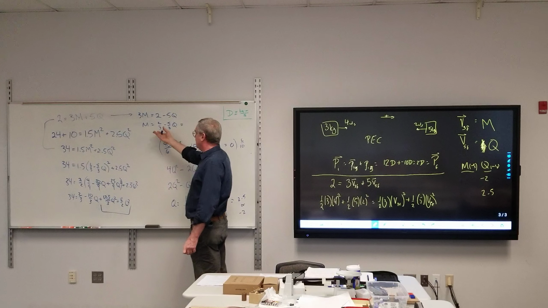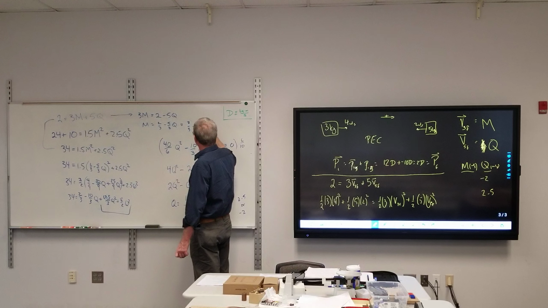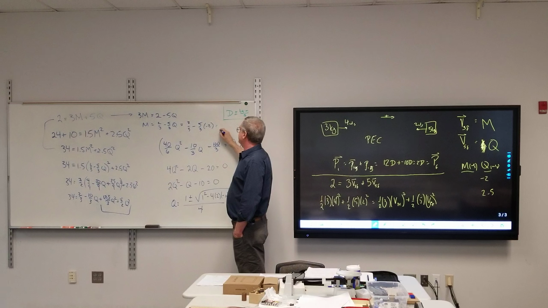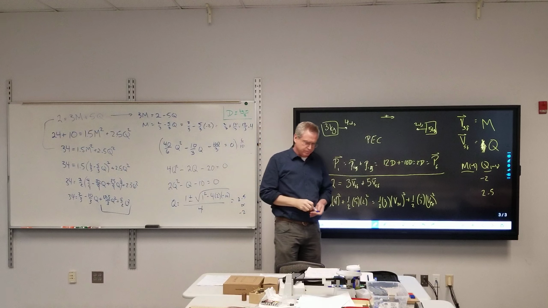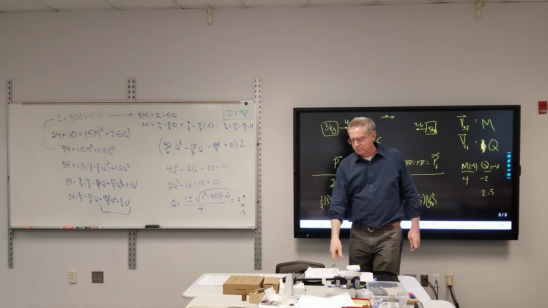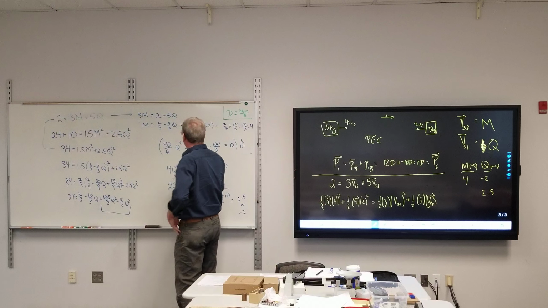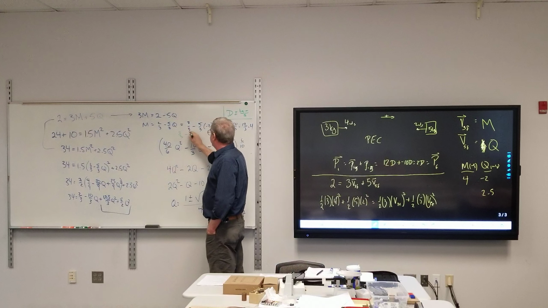If Q is -2, we'll just plug and chug. We've got an equation right here for M. This is 2/3 minus 5/3 times -2, which is 2/3 plus 10/3, which is 12/3, which is 4. And if we plug in the other one, 2.5, I have 2/3 minus 5/3 times 5.